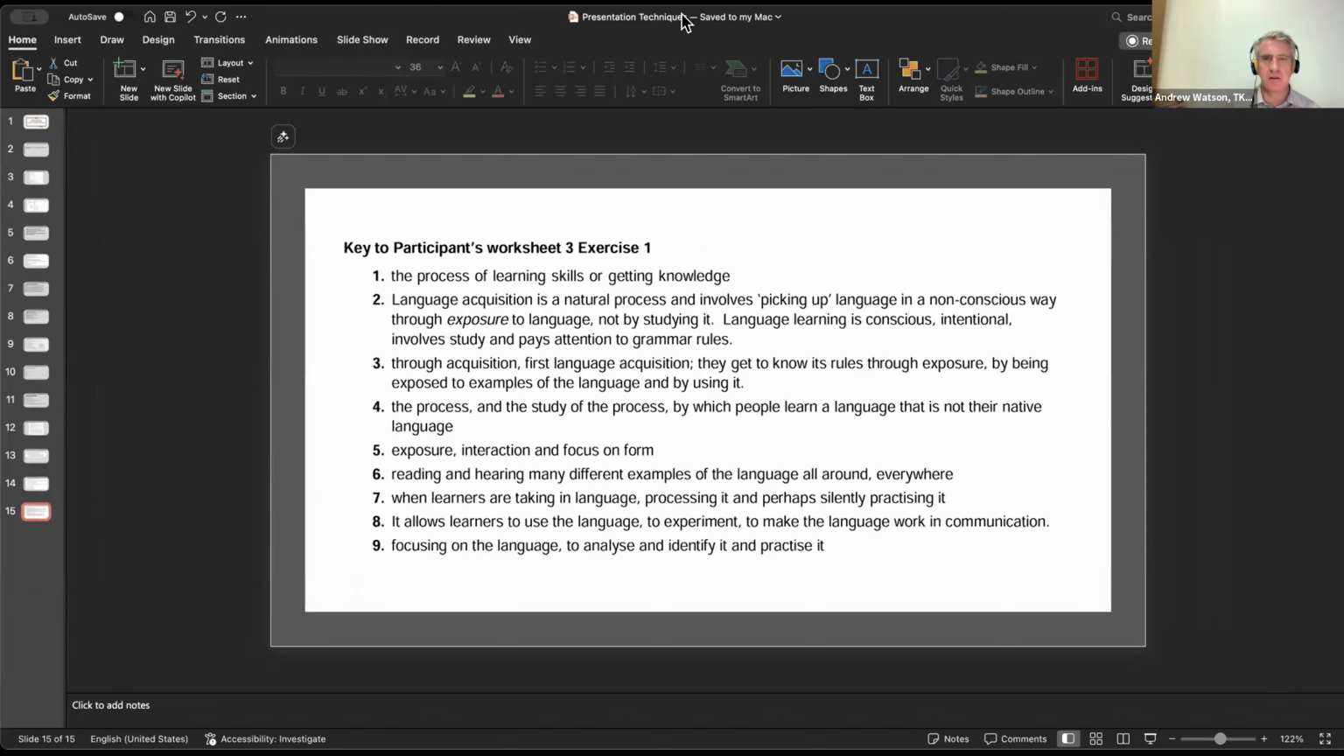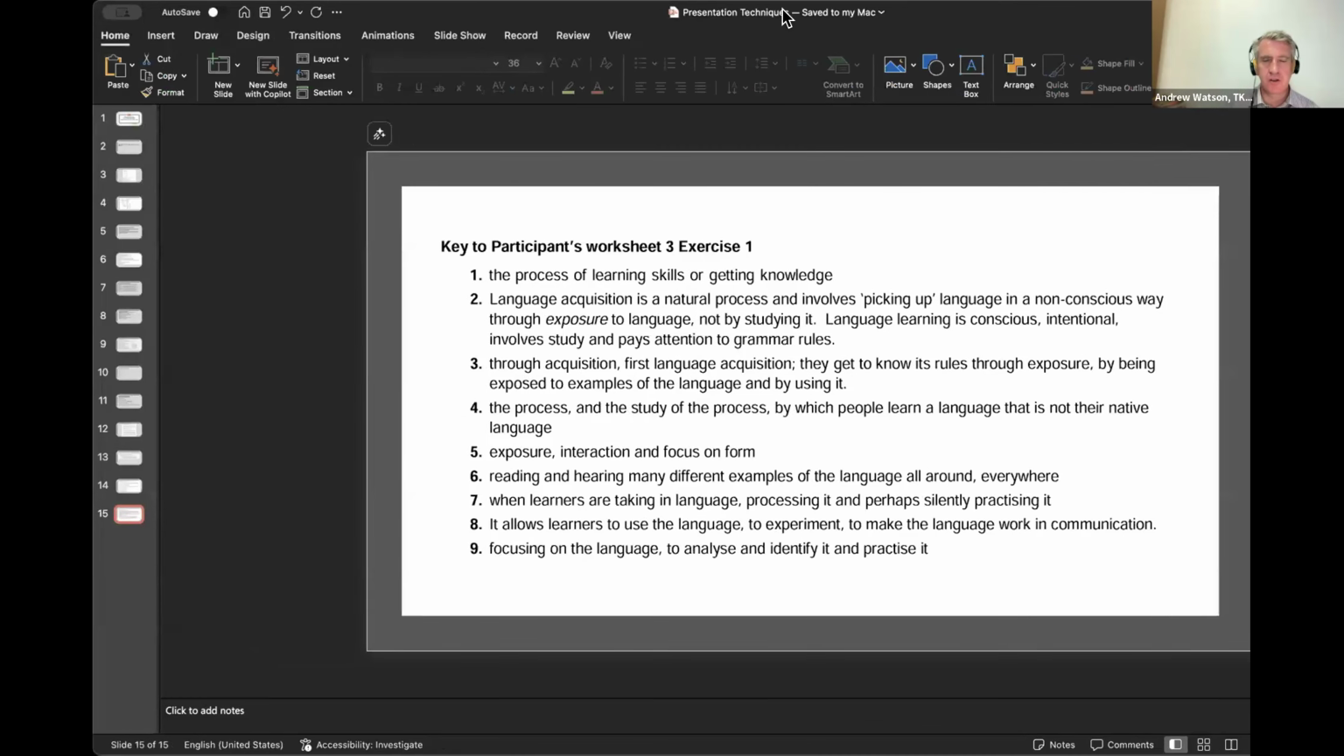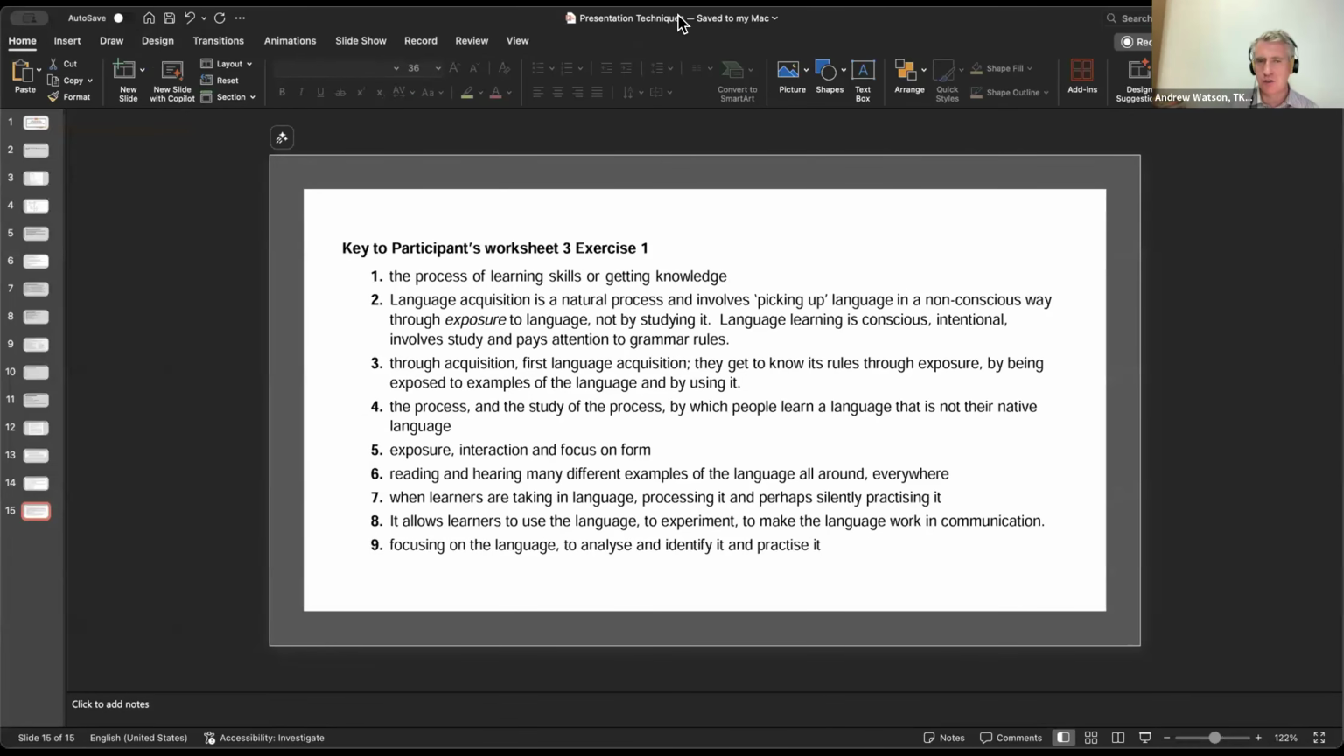How do children learn their first language? Through acquisition. They get to know its rules through exposure, by being exposed to examples of the language and by using it. Number four, the process. What is second language acquisition? The process and study of the process by which people learn a language that is not their native language.